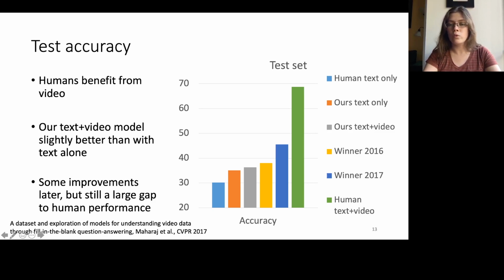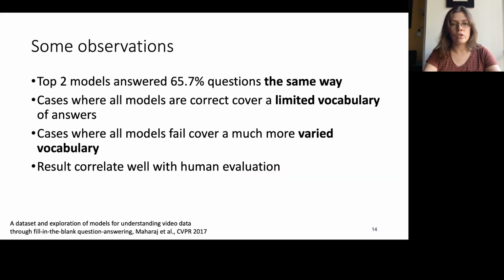So the improvement has been largely possible due to better multimodal fusion techniques. One set of observations here is the top performers answer a large number of questions in the same way. That is, there is a significant language prior driving these predictions. Then many cases when the models are correct are sort of limited to this common vocabulary of frequent concepts, while they tend to fail over much more varied vocabulary, longer tailed of the distribution.